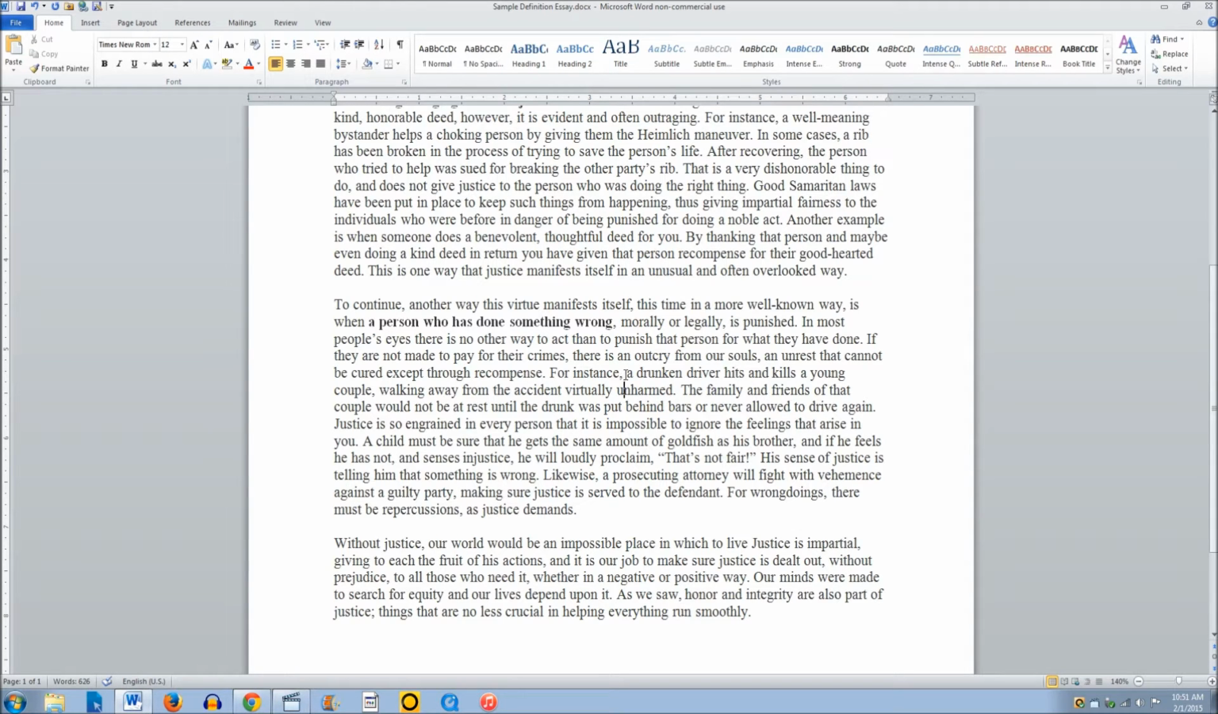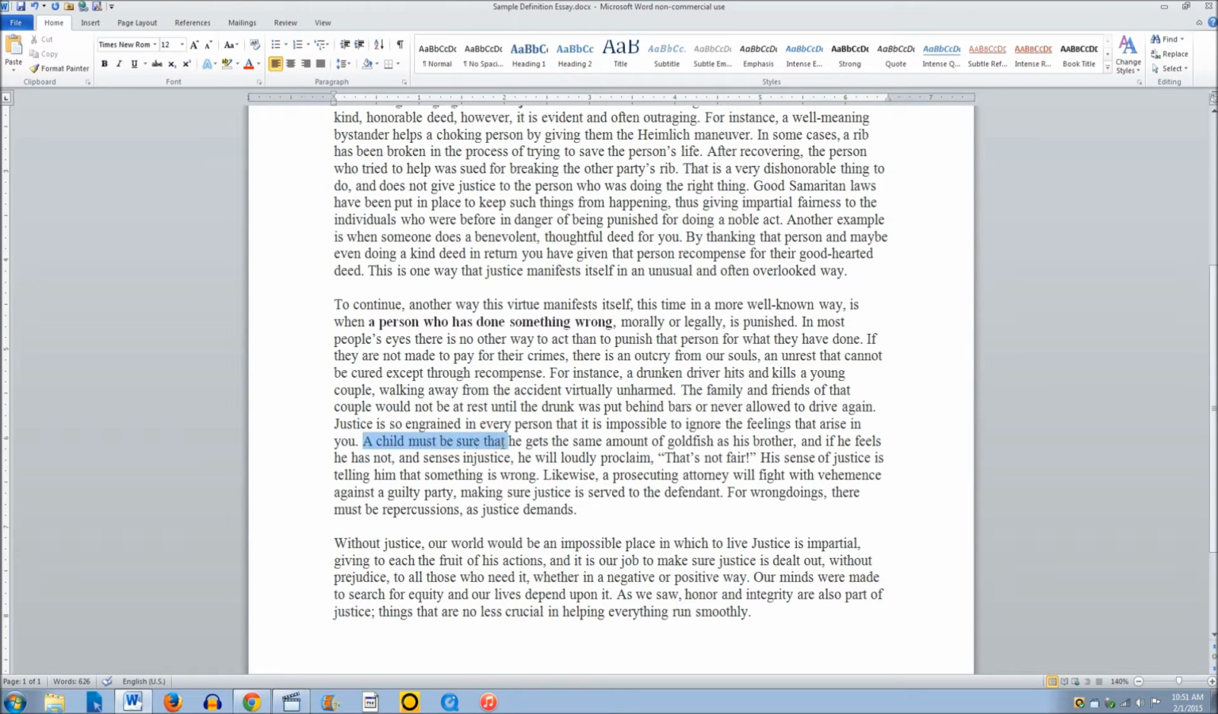So we have a drunken driver hits and kills a young couple. Again, very specific example. Now we have the family and friends will not be at rest until he's put behind bars and never allowed to drive again. Justice must be served. Down here at the bottom, it changes to a different example.